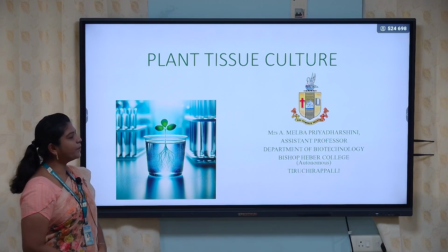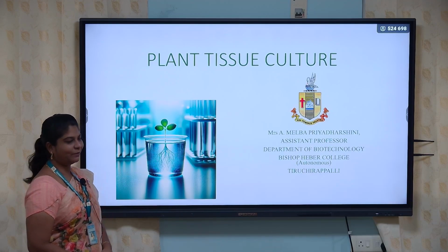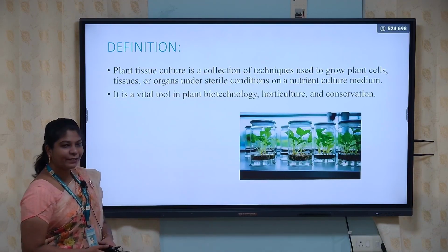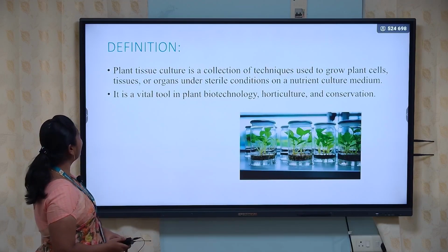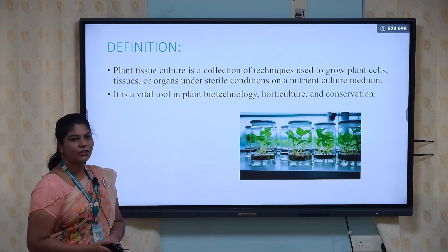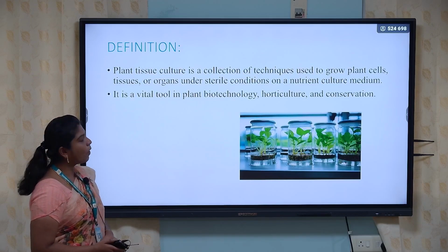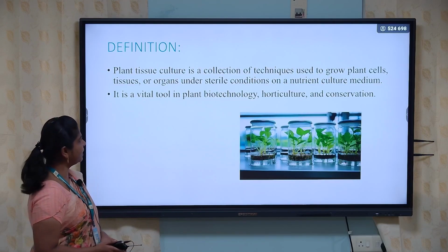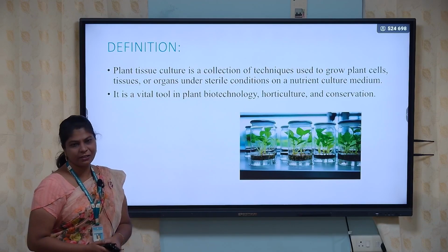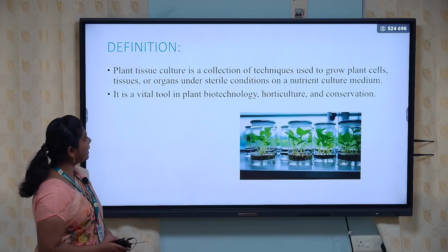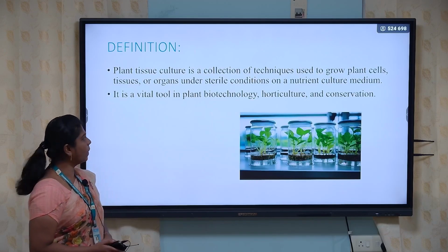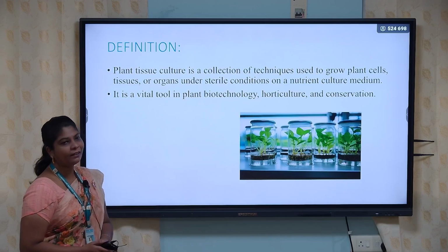Today we are going to discuss plant tissue culture. Definition of plant tissue culture. Plant tissue culture is a collection of techniques used to grow plant cells, tissues and organs under sterile conditions on the nutrient culture medium. And it is a vital tool in plant biotechnology, horticulture and conservation.